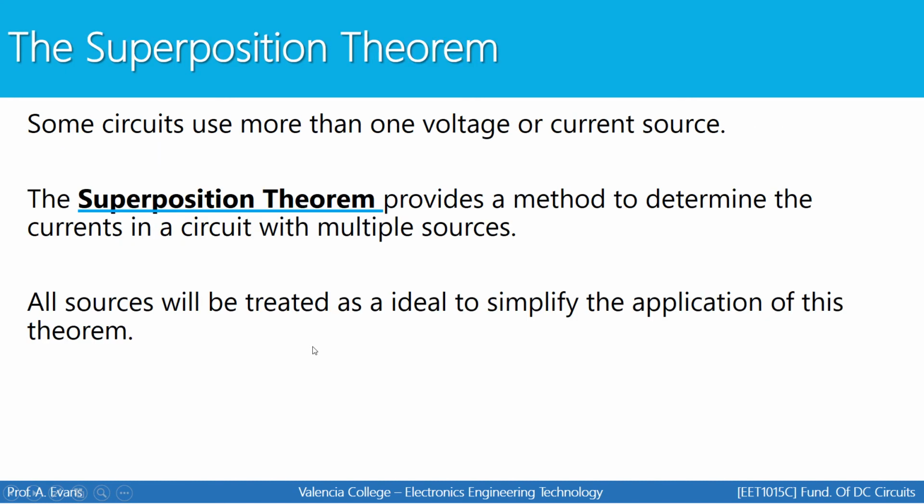Next, we're going to move on to a new theorem called the Superposition Theorem. Some circuits use more than one voltage or one current source. The Superposition Theorem provides a method to determine the current in a circuit that has multiple sources. All the sources will be treated as an ideal source to simplify the application of this theorem.